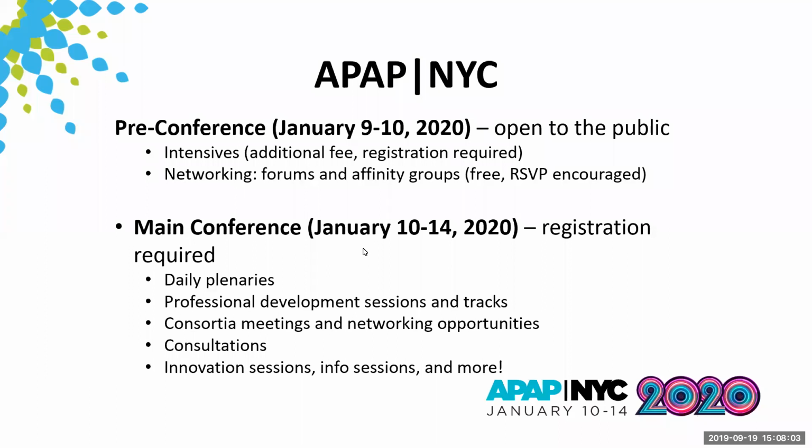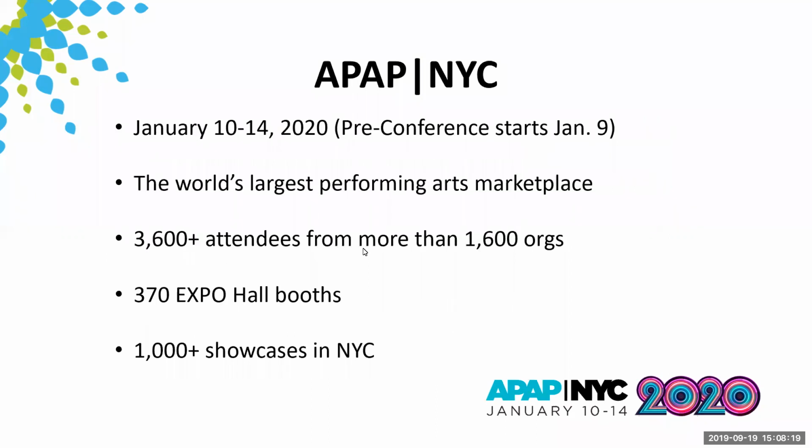There are over 370 exhibit booths spanning 3 floors at the Hilton Midtown. The APAP Expo Hall is the place to conduct business during the conference. And finally, the third pillar of APAP is the independent showcases. There are over 1,000 showcases taking place both in the Hilton Midtown and around the city during the conference. Showcases provide attendees the opportunity to see and present new work.